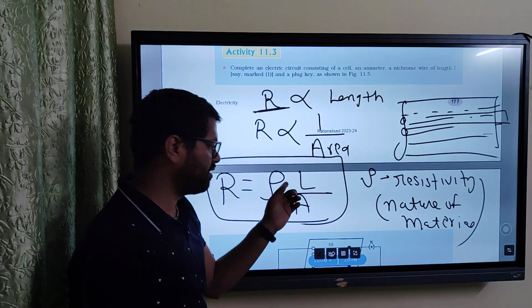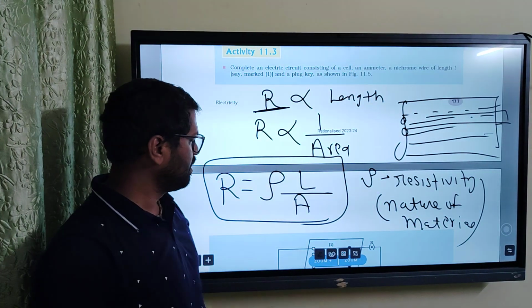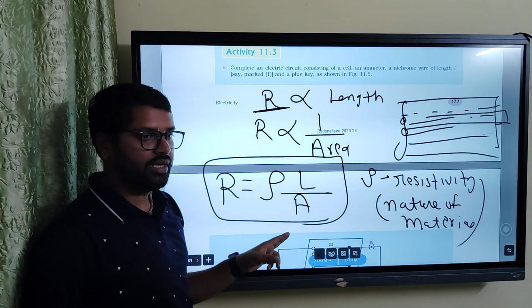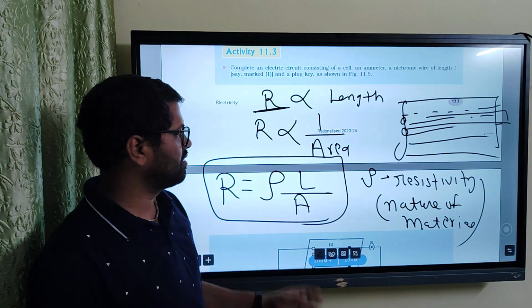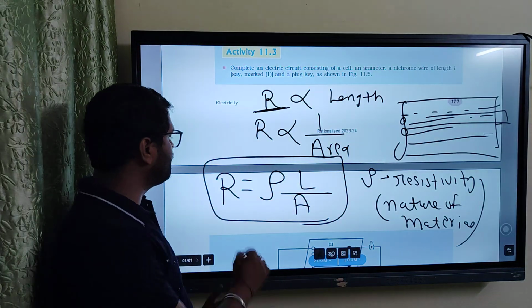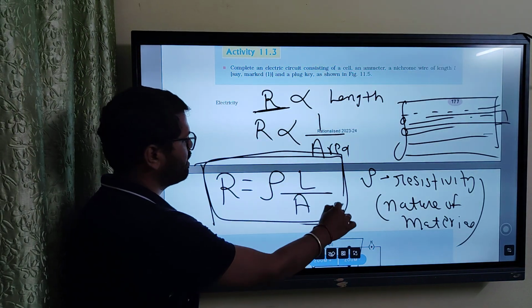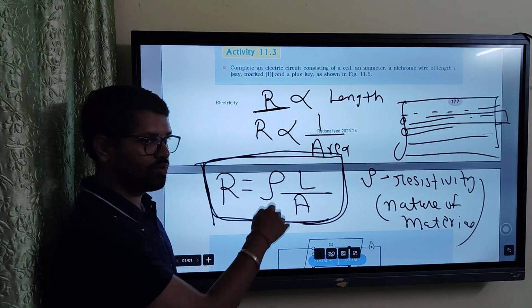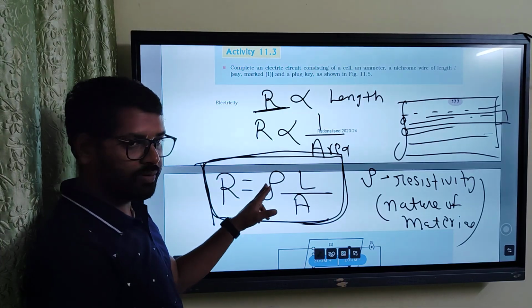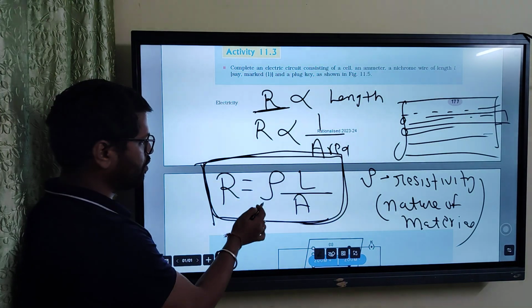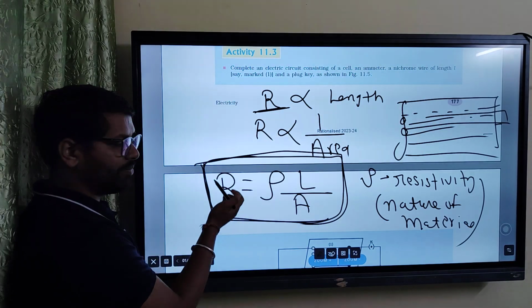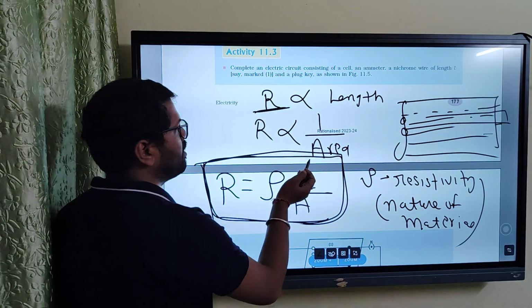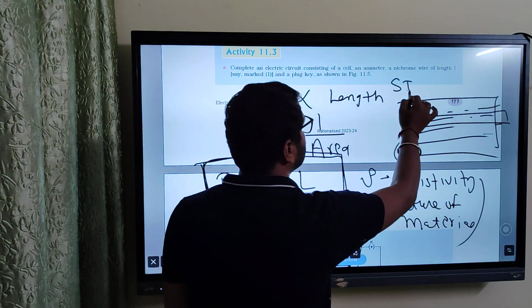With this formula, many questions will come. R equals rho L by A. What is L? Length. What is A? Area. Rho is resistivity. So using this formula, you can get many questions. R equals rho L by A. And what will be rho? If you want rho, A will go to this side. The SI unit of resistance is ohm.